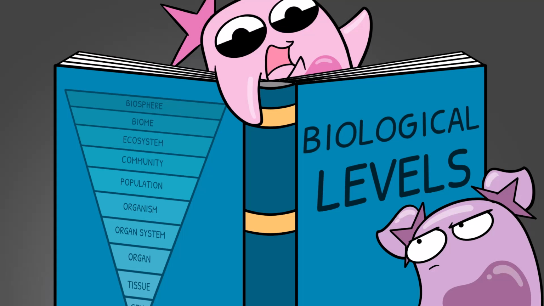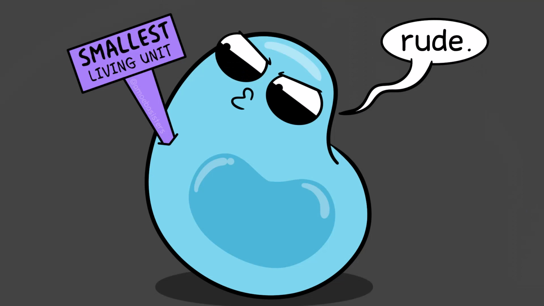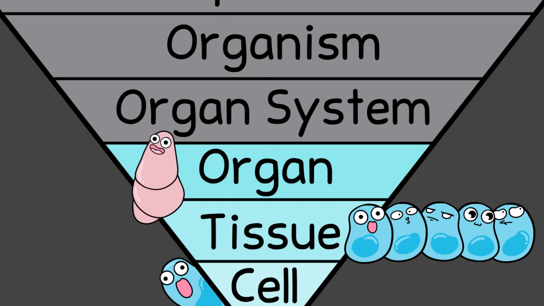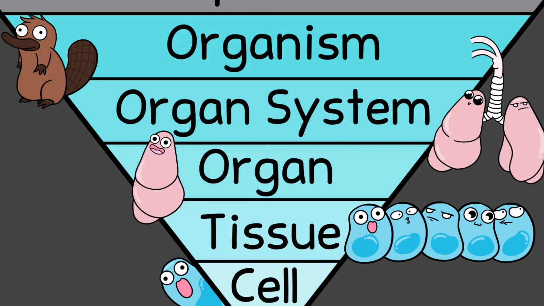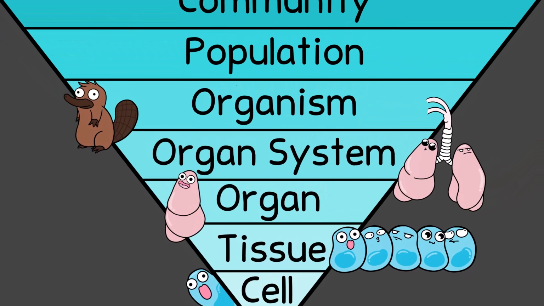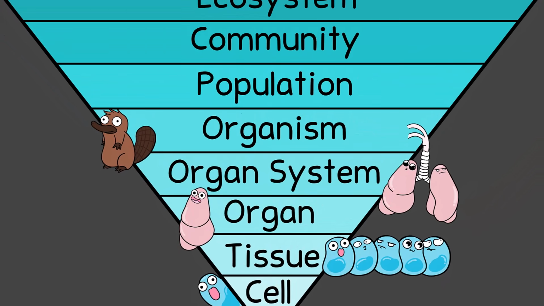When you're learning the biological levels, starting with the smallest living unit, the cell, and working your way up, it starts with the cell, tissue, organ system, organism, and can go on from there. The level that stands out to us the most, maybe not being the most intuitive, is tissue.